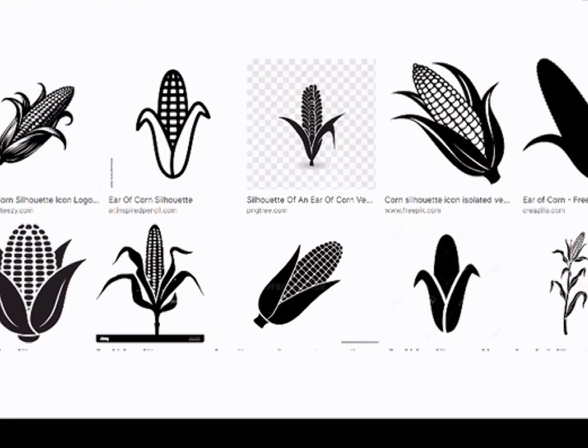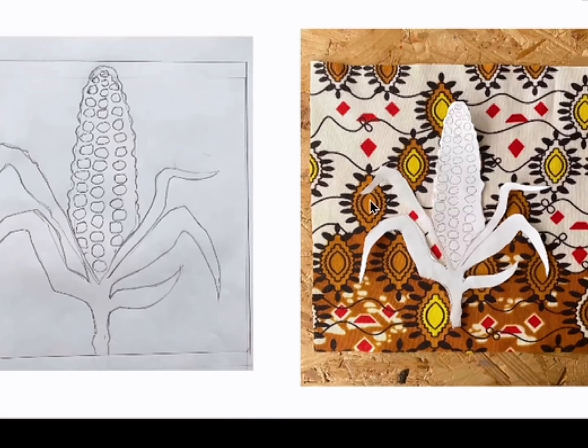So I just Googled, and sometimes I find it easier to Google and look for silhouettes. So I just said silhouettes of corn, and then this whole range of images came up. Ignore that one on the right for now, but I drew myself a square 20 centimeters by 20 centimeters, and then I copied that image on that piece of paper.